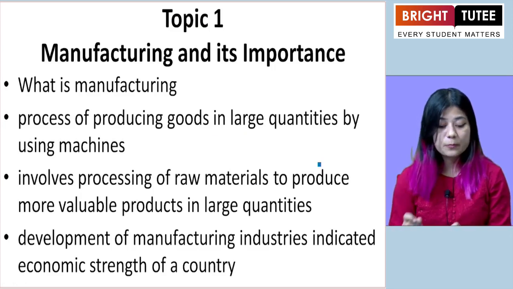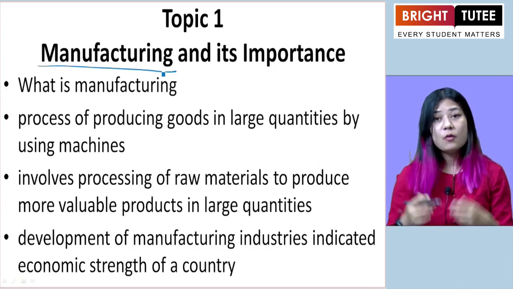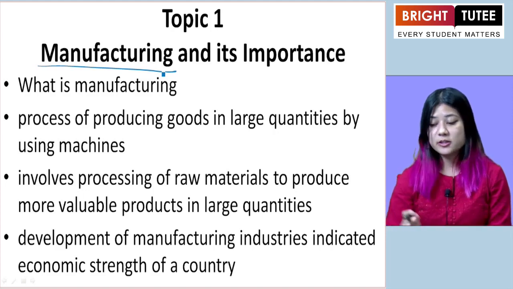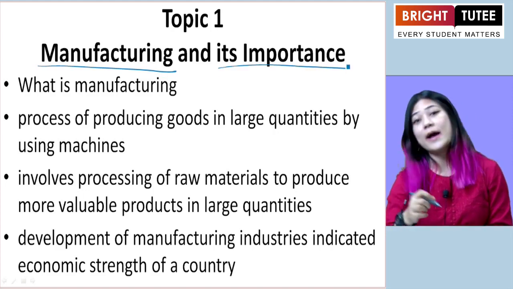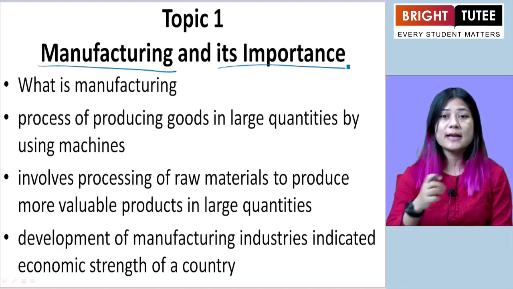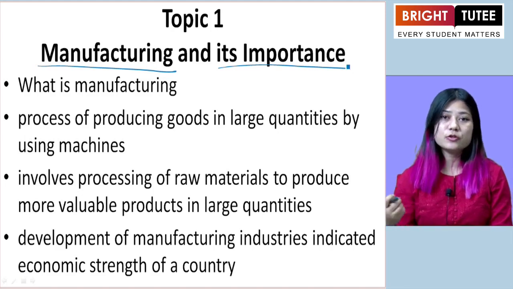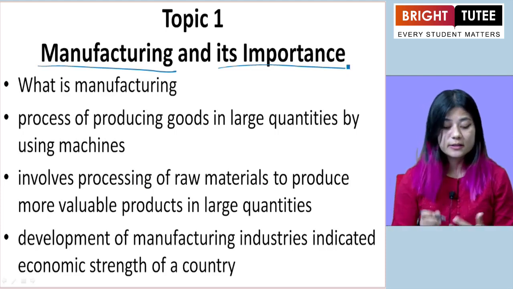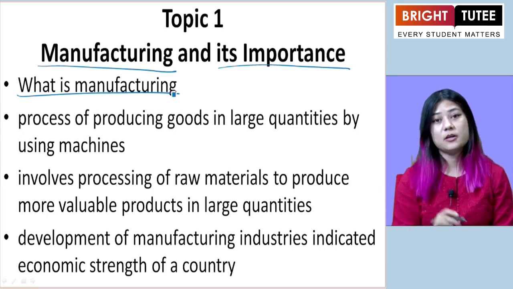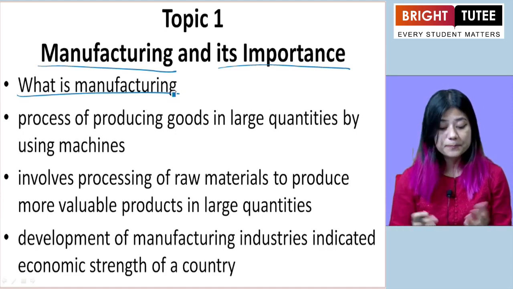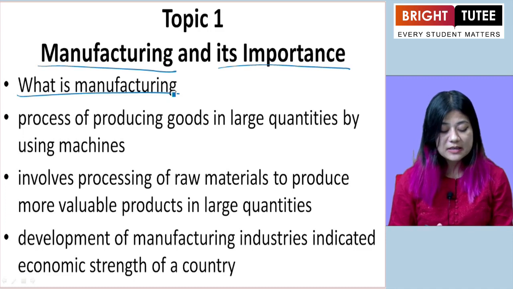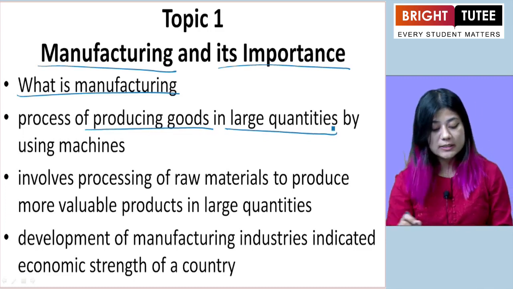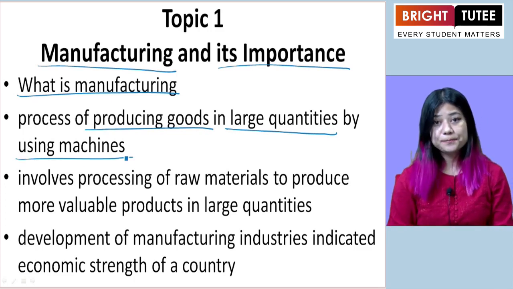Now, before we go on to learn what this chapter has, the first topic that we are going to deal with is manufacturing. What is manufacturing? What do we understand by the term manufacturing and its importance? Why is manufacturing important and how is it related to industries? All right. So, the first question that we have to address here is the meaning of the term manufacturing. What does it mean? So manufacturing basically means the process of producing goods in large quantities by using machines.